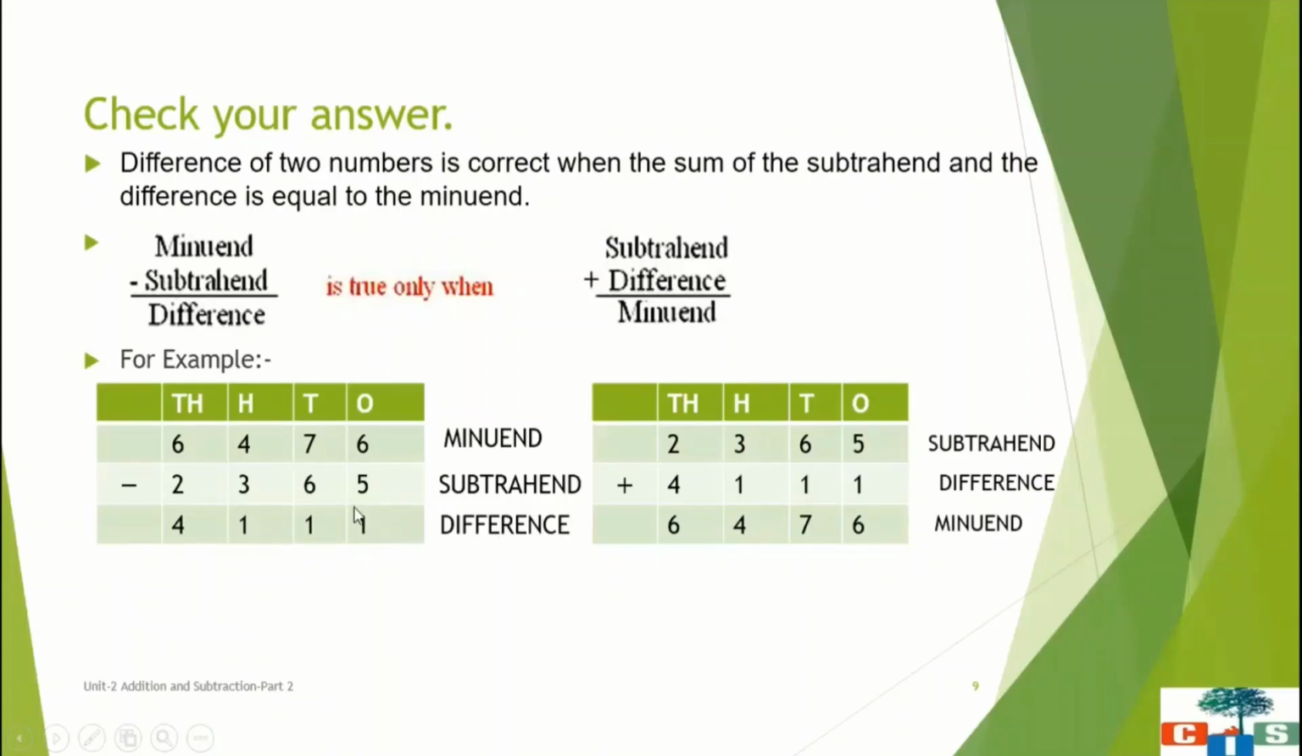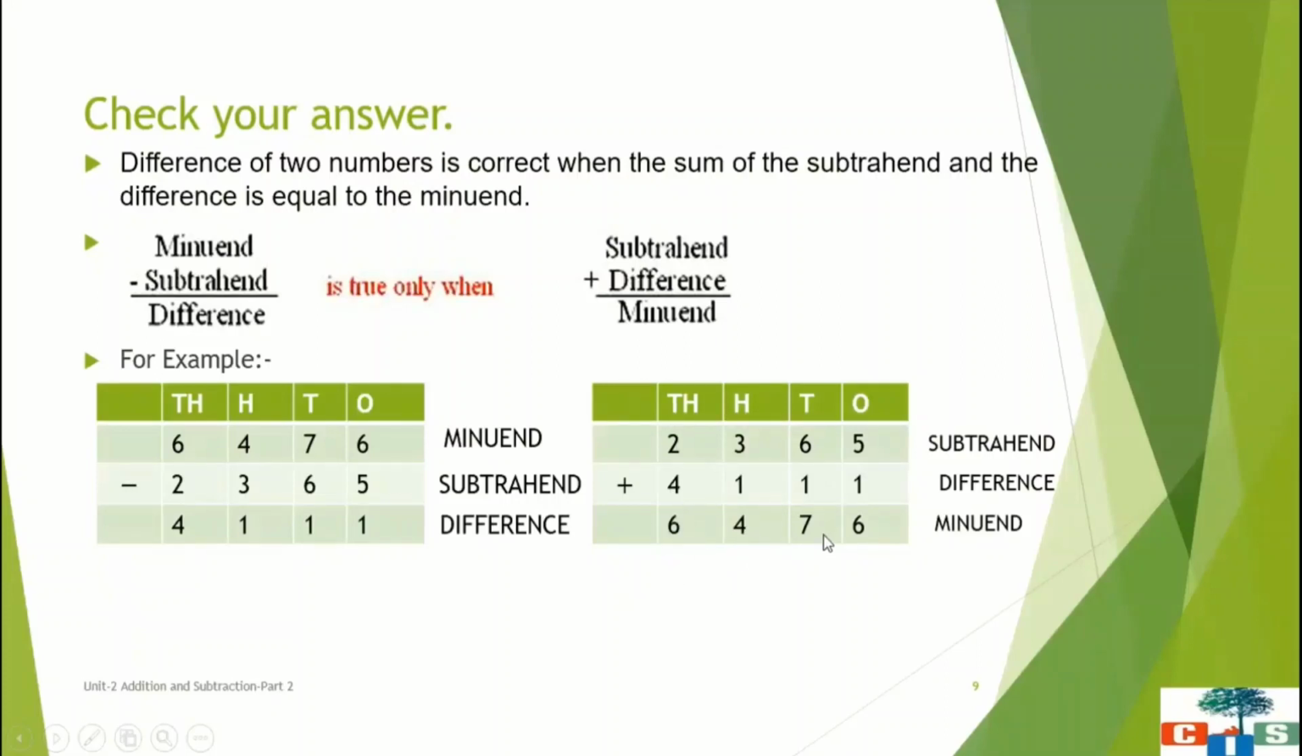What we will do? We will add this difference and subtrahend and we'll see whether we are getting this minuend as answer or not. So we have here subtrahend as 2,365 plus what is our difference? 4,111. So 4,111 we'll add this. Addition concept we have already studied. So 5 plus 1 is 6. 6 plus 1 is 7. 3 plus 1 is 4. 2 plus 4 is 6.